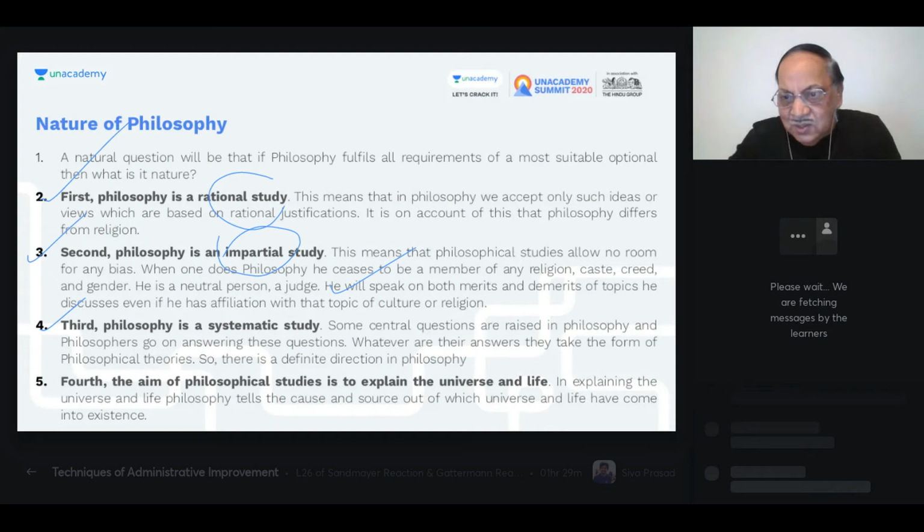Yeah, Utkarsh is asking what should be the strategy for working professionals for this. Yeah, a strategy is there.